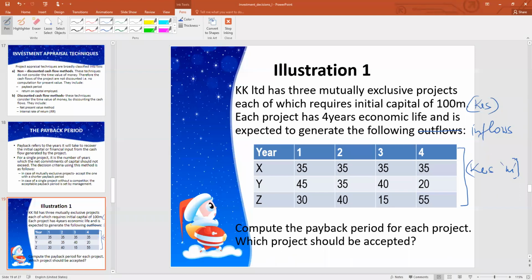Okay, let's do X together. The initial investment for each of those projects, X, Y, and Z, you've been told is 100 million. We need therefore to make an estimation: how long does it take for the company to get back the entire 100 million, based on the cash to be generated from the investment? So I'll do X, and then you attempt Y and Z. Let's do X together.